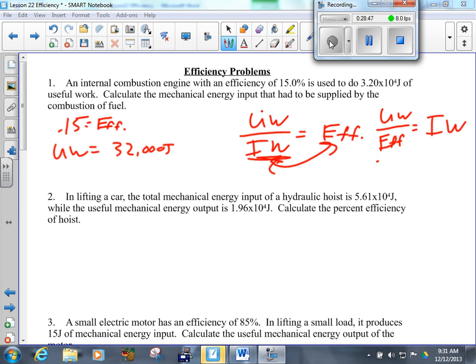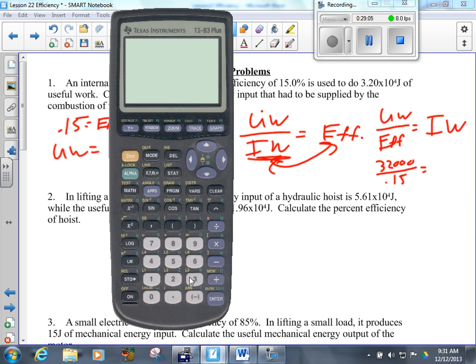So that'll be 32,000 divided by 0.15, and that should give us... sorry, I don't have the answers on there, guys. Are they on your worksheet? No? That's weird. All right, 32,000 divided by decimal 0.15 gives us 213,333 joules. Everybody good with that one? Is that a very hard formula to use?